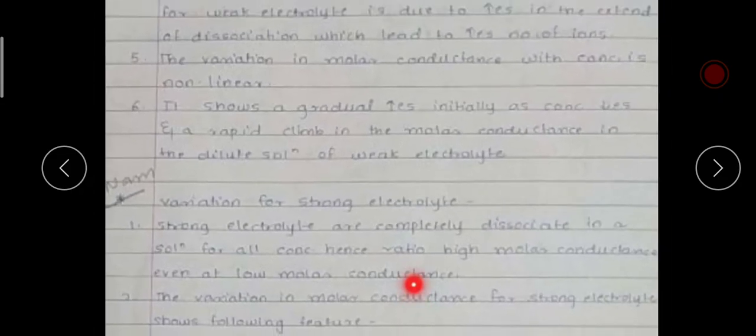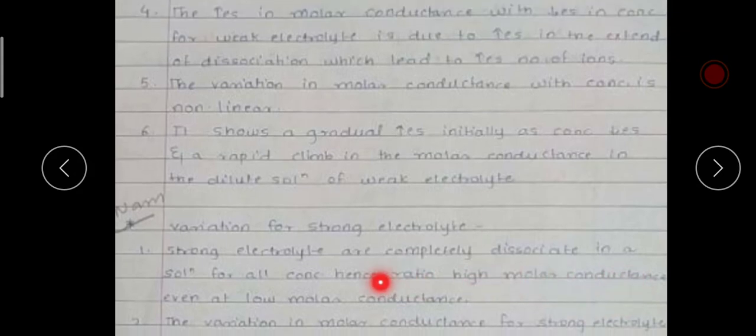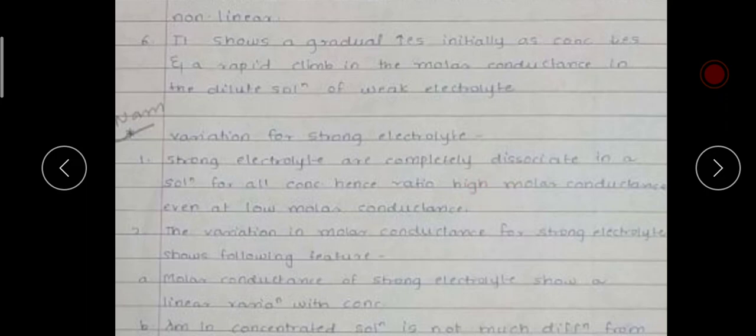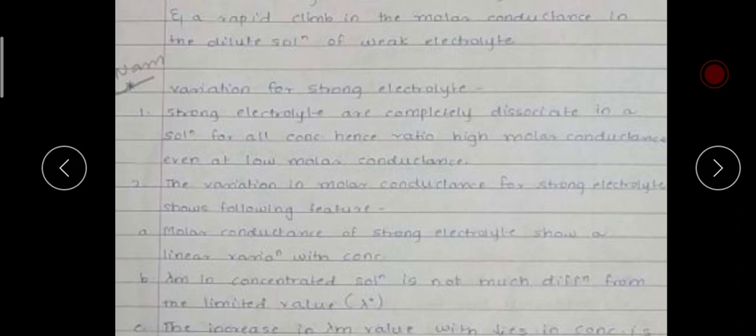Then, variation for the strong electrolyte. Strong electrolytes are completely dissociated in solution at all concentrations. Hence, high molar conductance even at low molar concentration. Instead of conductance, here it should be concentration. Make the correction in the notebook.